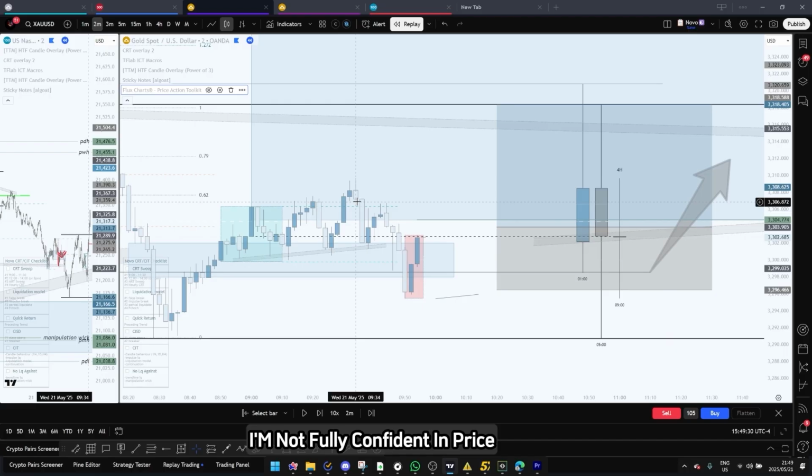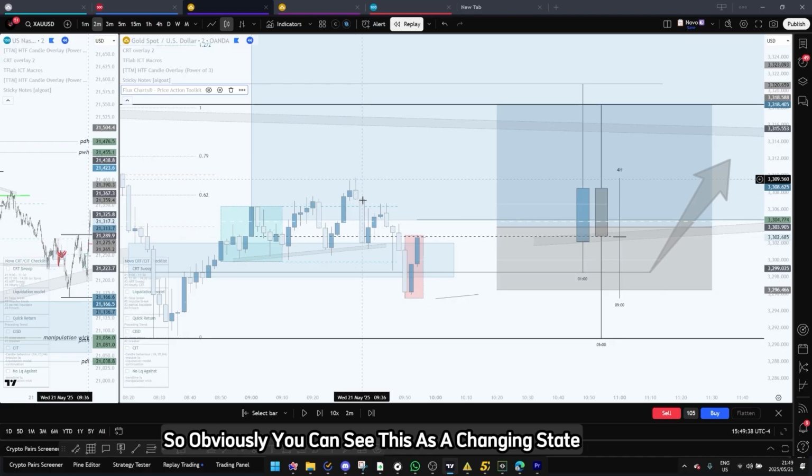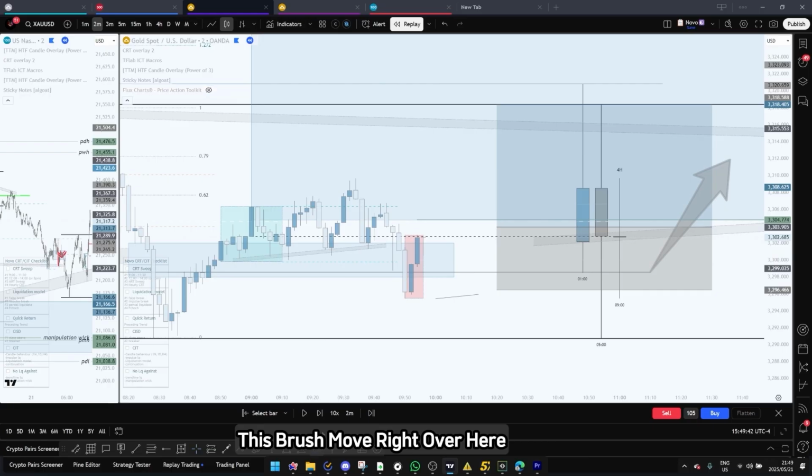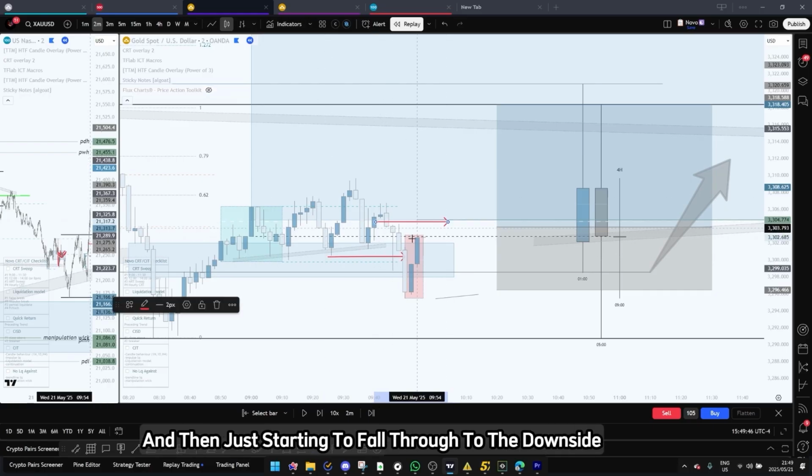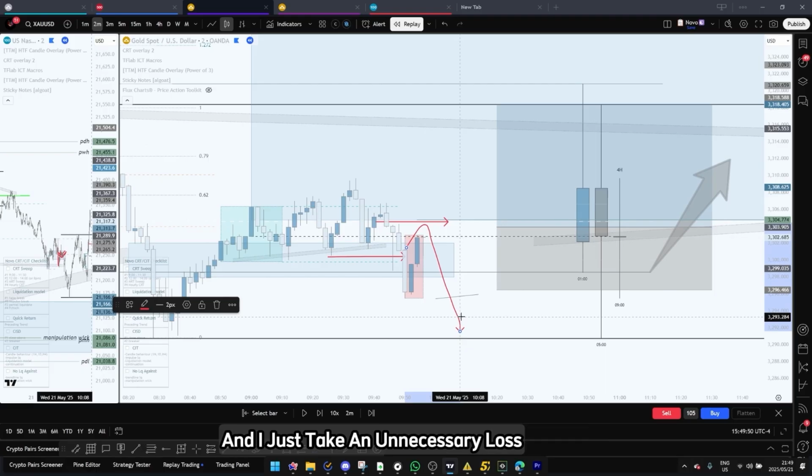But now from this point, even though I'm still looking for bullish bias, I'm not fully confident in price pushing to the upside at this current stage. So I looked for other scenarios for how price could move lower. Obviously you can see this as a chain state, this bearish move right here. And we could see this possibly price now just coming to this order block here and then just starting to fall through to the downside. And now I just take an unnecessary loss.